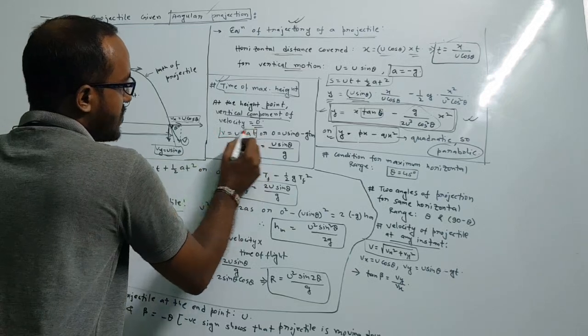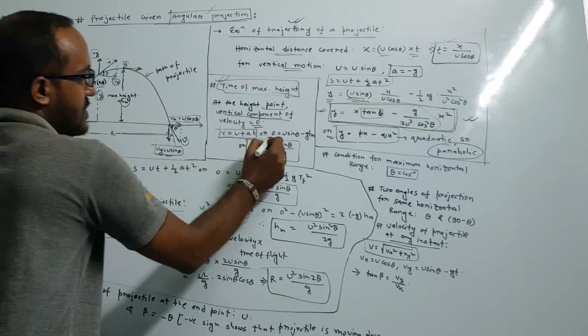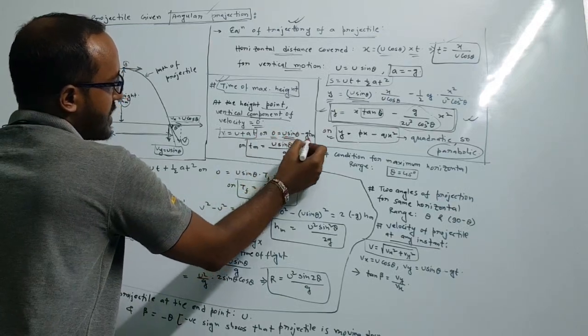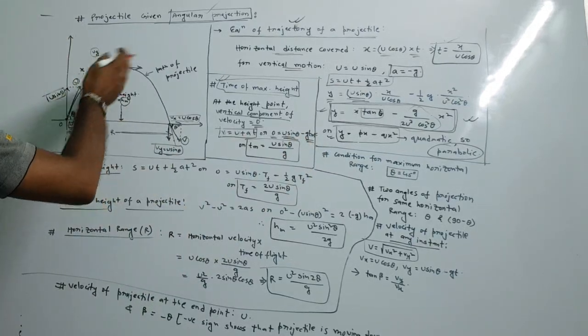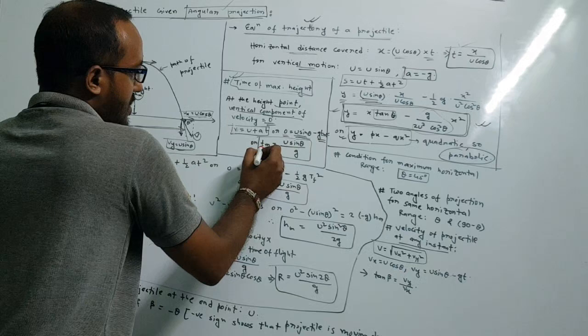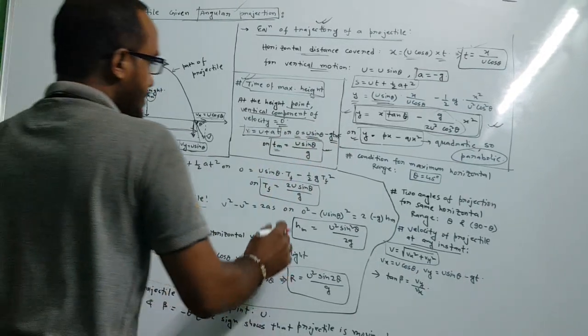So apply v equals u plus at. What is the vertical component of v? That is 0. Then u sin theta minus g into t max. That means the time it takes to go from O to the maximum height A. So t m you will get as u sin theta by g.